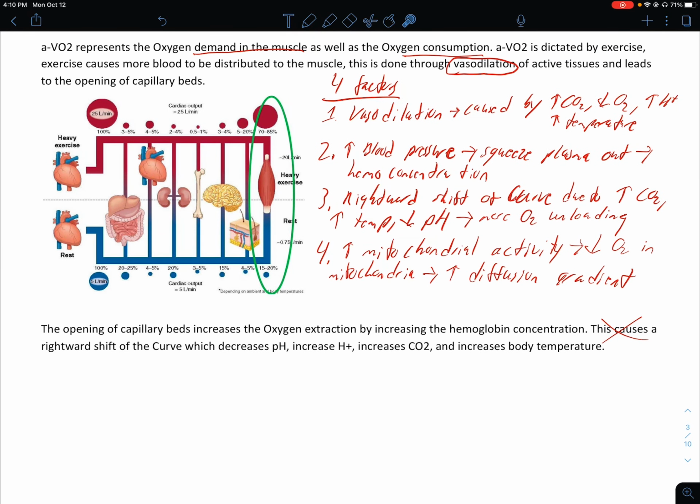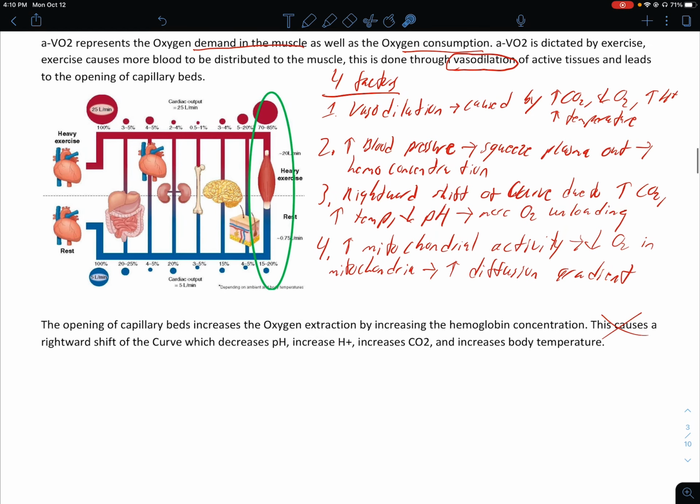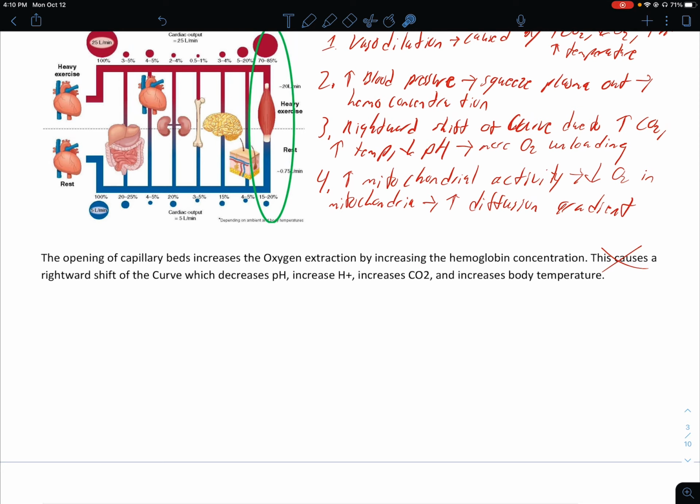Number 3, the rightward shift of the curve that we've been talking about. This is due to CO2 increase, temperature increase, pH decrease. That leads to more oxygen coming off of the red blood cell, which would lead to a larger AVO2 difference. And then lastly, we increase mitochondrial activity, right? And you guys said this down lower, but this would decrease the amount of oxygen in the mitochondria, which would increase the diffusion gradient, which would mean more oxygen moving in that direction.